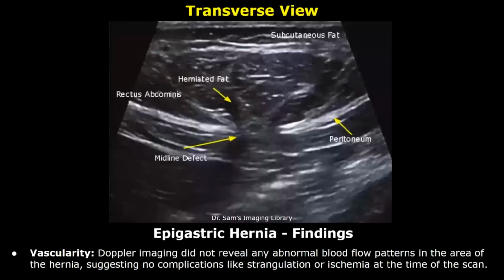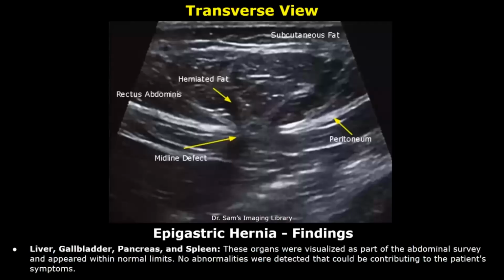Vascularity. Doppler imaging did not reveal any abnormal blood flow patterns in the area of the hernia, suggesting no complications like strangulation or ischemia at the time of the scan. The other organs in the abdomen appeared within normal limits. No abnormalities were detected that could be contributing to the patient's symptoms.